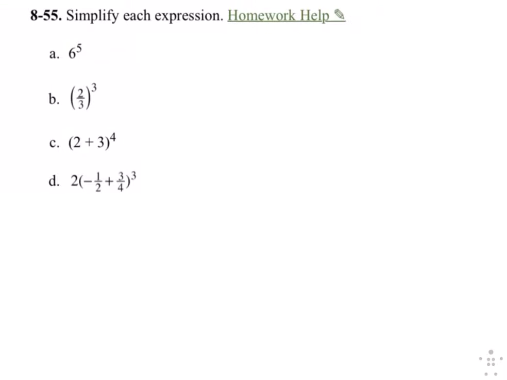Okay, for 855, they want us to simplify. So 6 to the 5th, and again, you don't need to show this work, but that's 6 times itself 5 times, right? So 6 times 6 is 36 times 6. And again, for this, you can use long multiplication or just take out a calculator. If you multiply all these together, you're going to end up with 7,776, right?